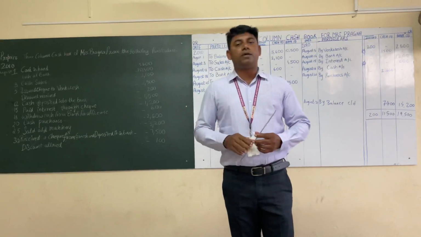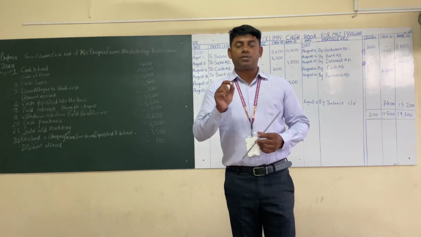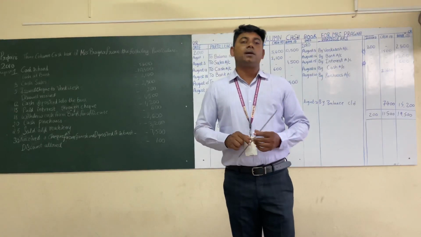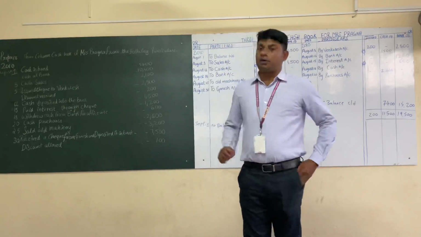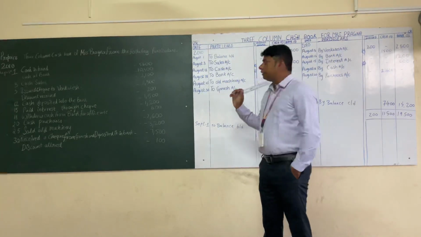And the most important thing is that only cash-related items will be recorded in the cash book. No credit item will be considered here. Now we'll see the problem, we'll explain the problem, and here we have the solution.